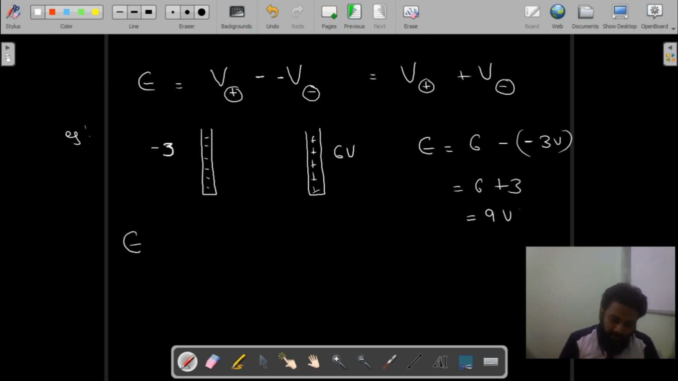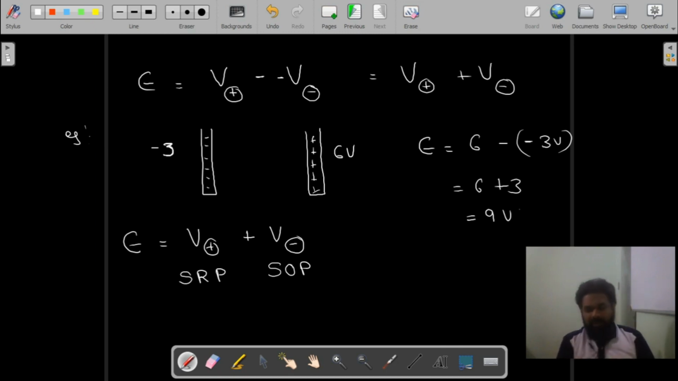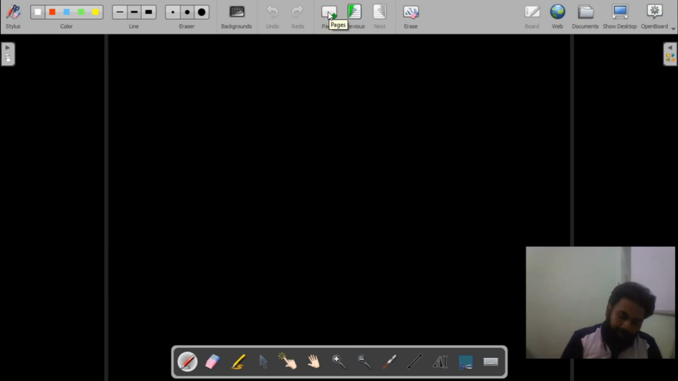So we can say EMF is nothing but V plus plus V minus. V plus is nothing but standard reduction potential and V minus is nothing but standard oxidation potential, which you are studying in chemistry. Just for your understanding, this is nothing but the potential difference between the potentials of two electrodes. So here we will get 9 volt as the EMF. This is how we need to calculate EMF inside the cell if we get values of the electrodes.